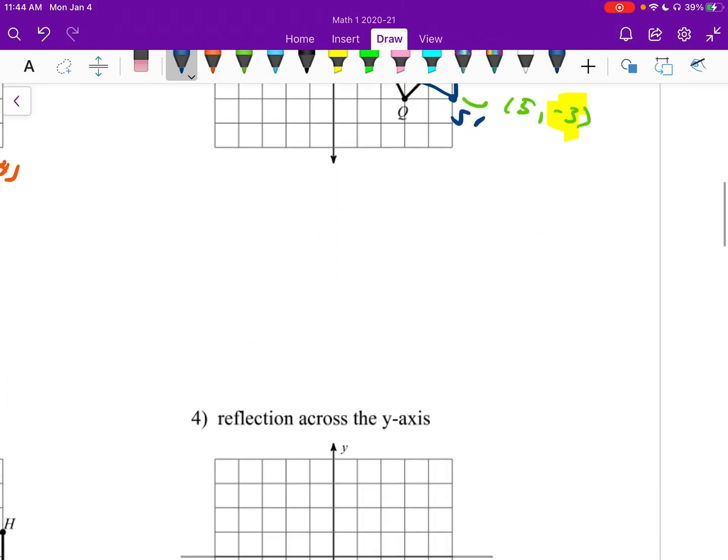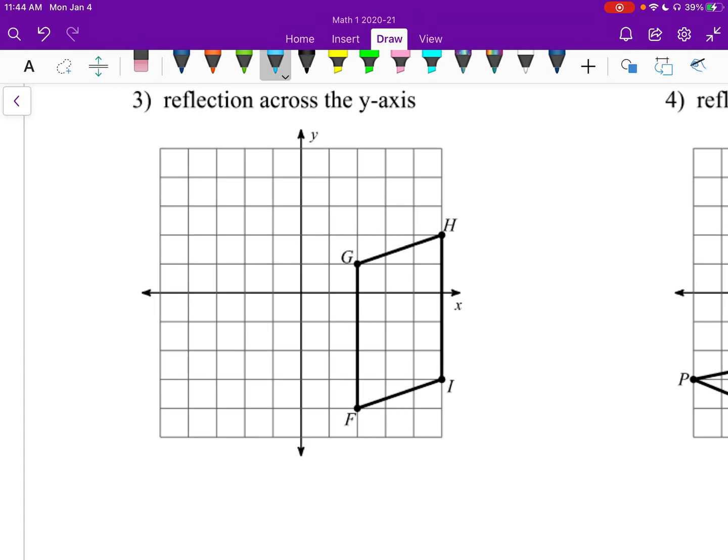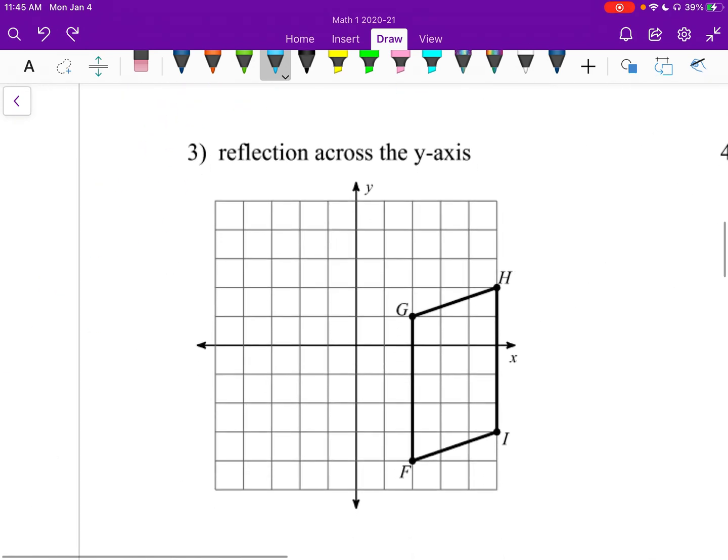All right, let's look at number 3. We're reflecting over the y-axis, so I'm going to put a little line here to remind us what we're doing. Maybe I can draw a little bit better than that. There we are, not half bad. We'll start with F. F is 2 to the right, so we're going to go 2 to the left. There's F prime. I is 5 to the right, so we're going to go 5 to the left. G is 2 to the right, so we'll go 2 to the left. And then H is 5 to the right, so we'll go 5 to the left.